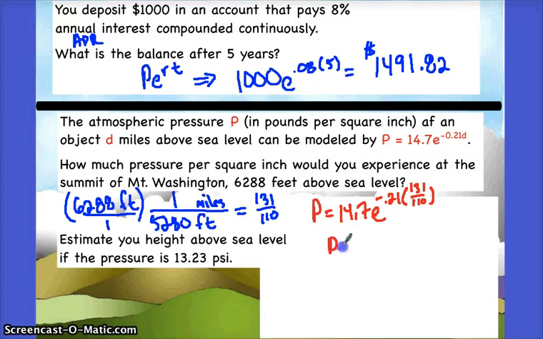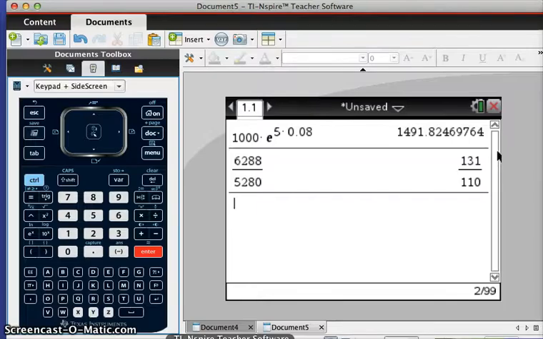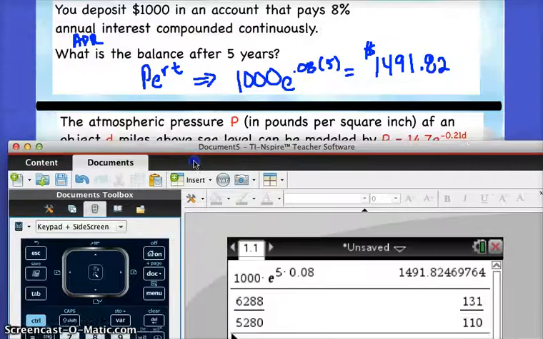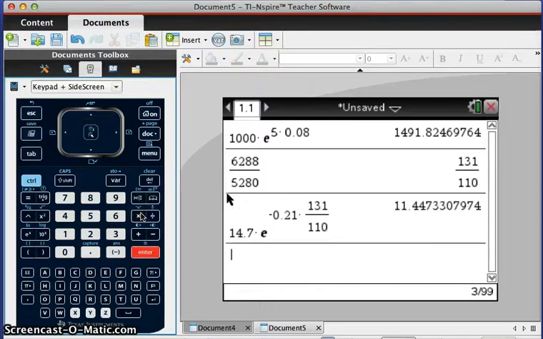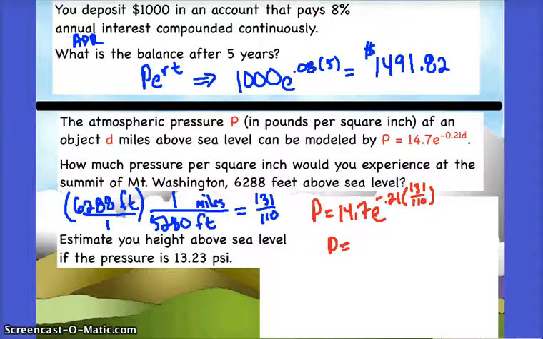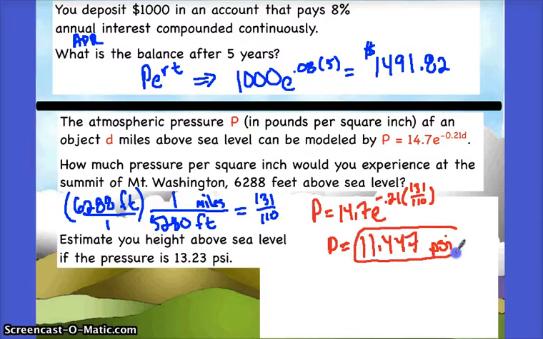That makes sense as far as the science side of things goes. Plug in our d value though, and we'll basically find out that p equals 14.7 e to the negative 0.21 times, and as long as I've got it on the screen here, I'm just going to copy that number directly in there, and we'll end up with about 11.447 psi, pounds per square inch, at a height of 6,288 feet above sea level.